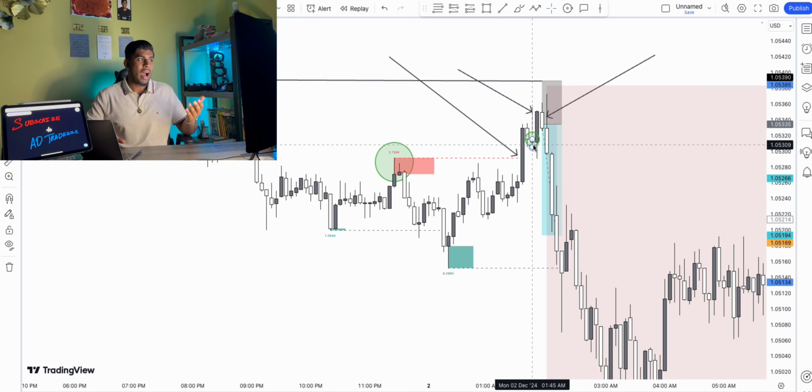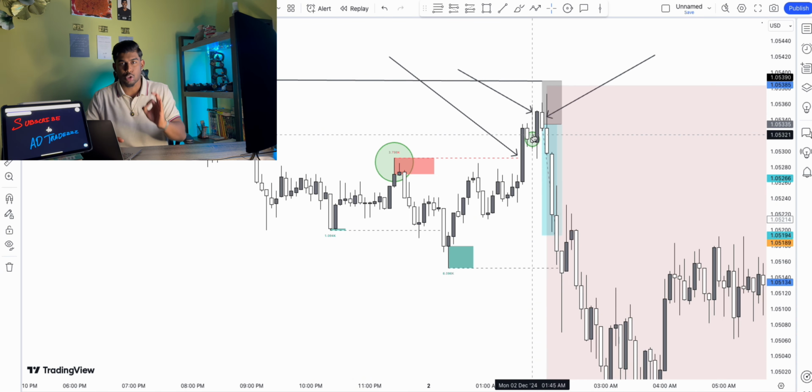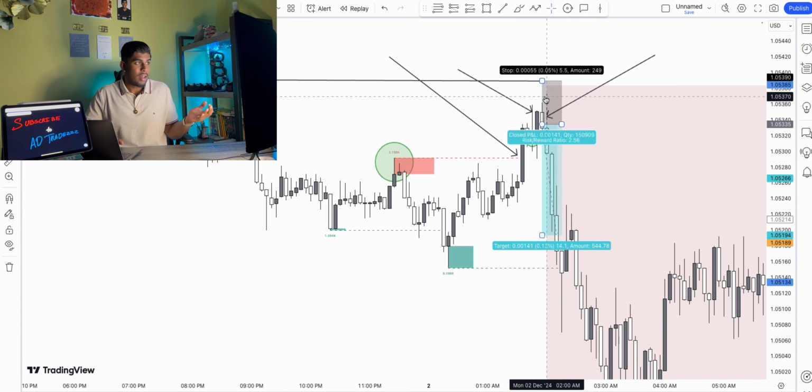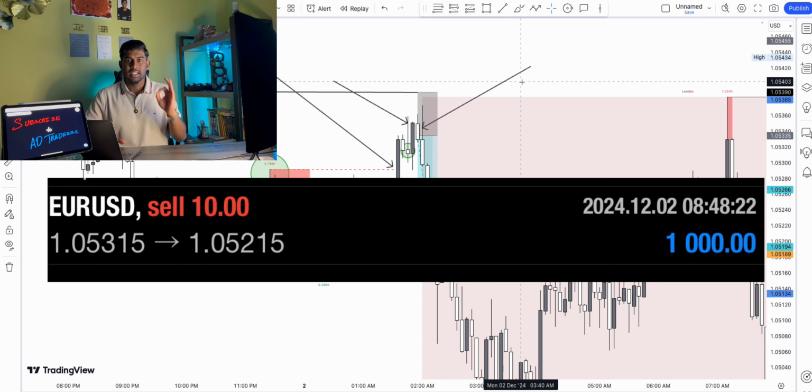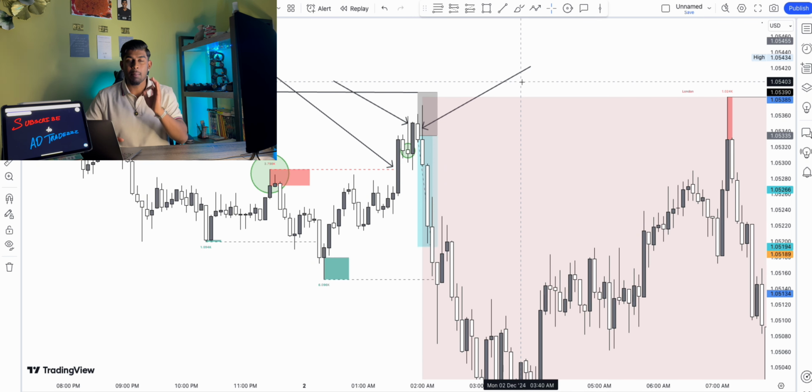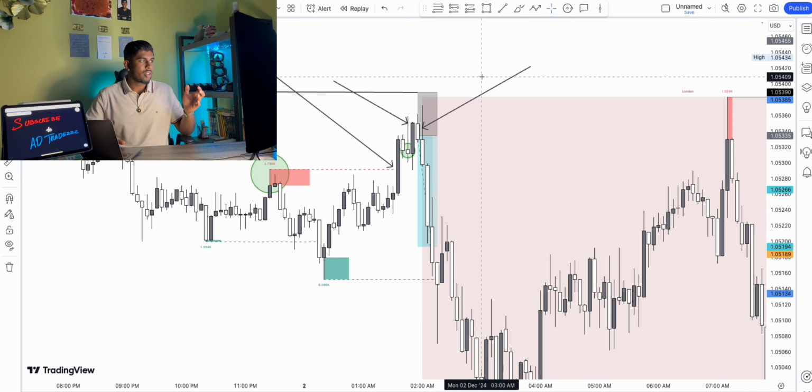But however, I stayed in because of this candle right here. This candle was my main sign to stay in the short, okay? And I did, and boom, easy. I made exactly $1,000 in 15 minutes. In 15 minutes' time, I made $1,000, guys. That's all it took, 15 minutes.